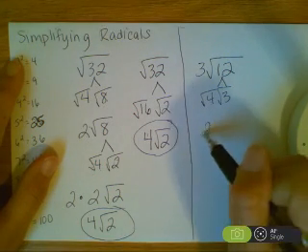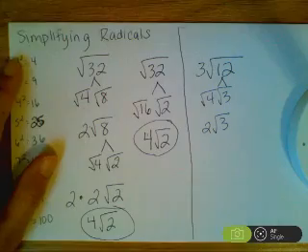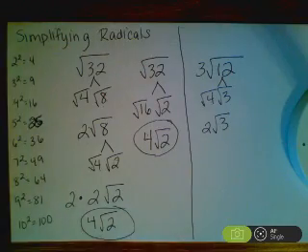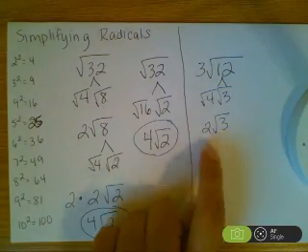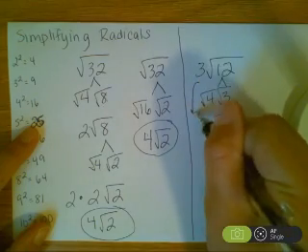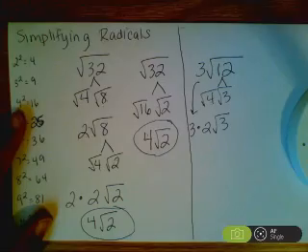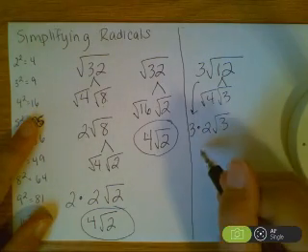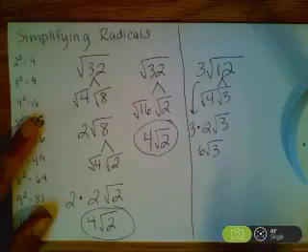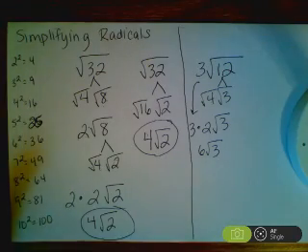I know the square root of 4 is 2. I don't know what the square root of 3 is, but there's no perfect squares that go into it, so I can leave it alone. Now I'm going to bring down the 3 that was already outside my radicand because I have to multiply that. 3 times 2 is 6, and my answer is 6 times the square root of 3.